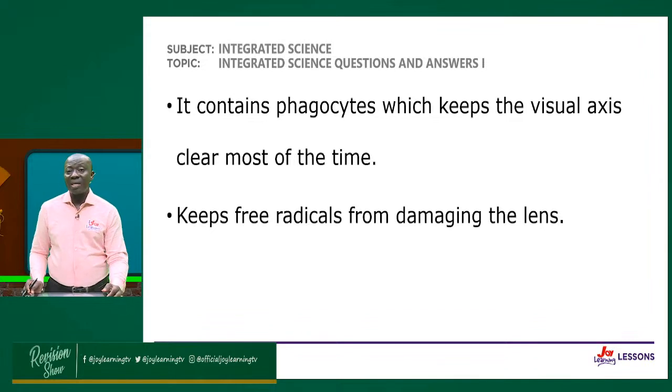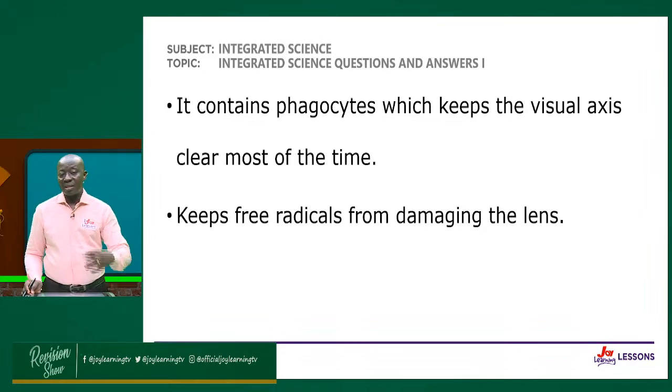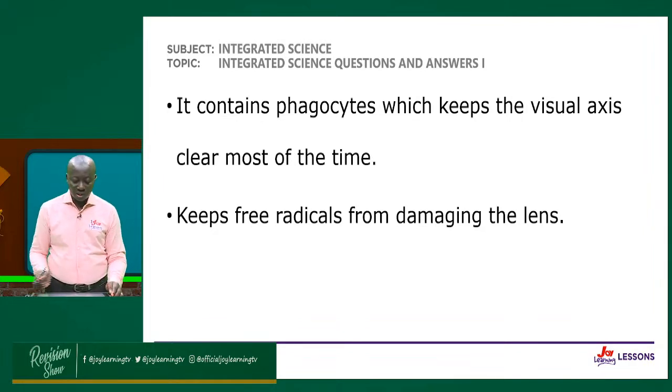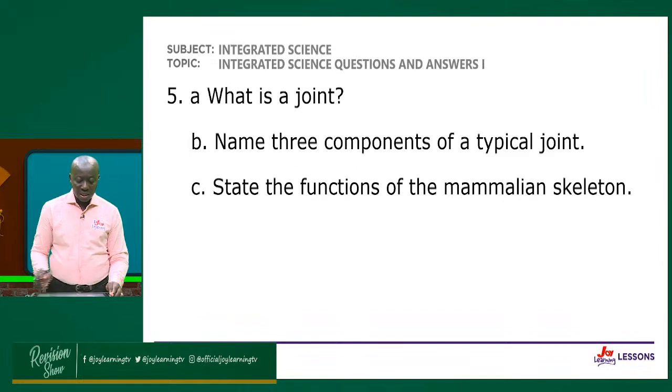It also contains what we call phagocytes, which keep the visual axis clear most of the times. There are certain cells that remove those suspending structures in the eye. We call them phagocytes. And it keeps free radicals from damaging the lens. All right, free radicals from damaging the lens.